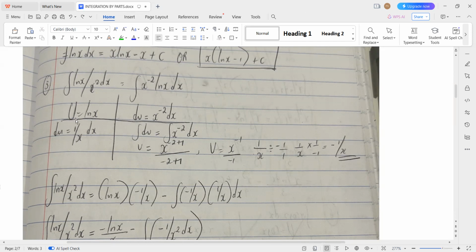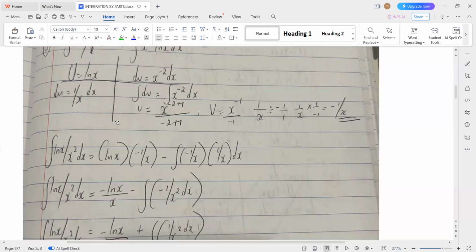So we say u is equal to natural log of x. As I said, anytime you have a question where you are being told to find integration by parts and you have natural log of x, that belongs to u. So as we have said earlier, the differential of natural log of x is 1 over x dx, while integral of x raised to power minus 2 is going to give you minus 1 over x, as I explained. Yeah, I think this is quite self-explanatory.